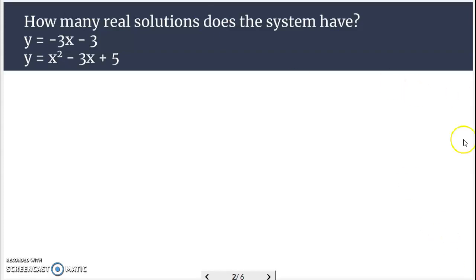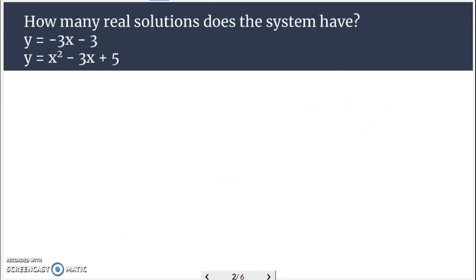Welcome back, everybody. Today we're going to be talking about solutions to systems of equations where one is a linear equation and one is a quadratic equation. And we'll also look at how it compares algebraically and also graphically using Desmos. So first one here, the question is, how many real solutions does the system have?